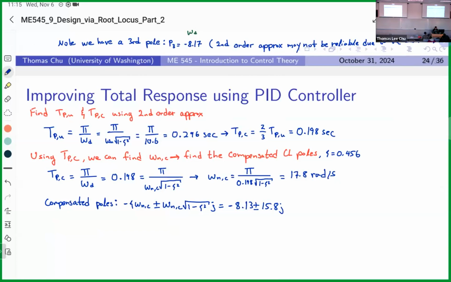So in my head, I'm just doing these little calculations as sanity checks to make sure that we're on the right track.